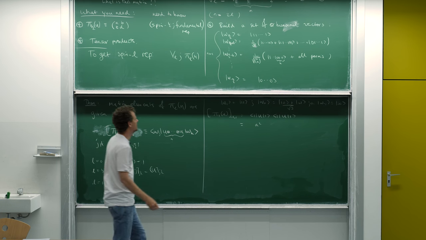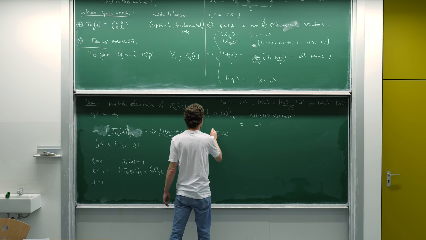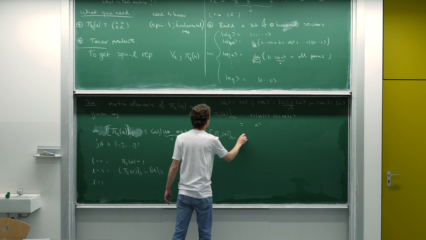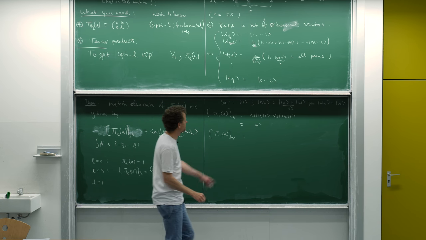There's only one really complicated one, right? Zero comma zero. So here there's a couple of terms to worry about. There's in fact 4.